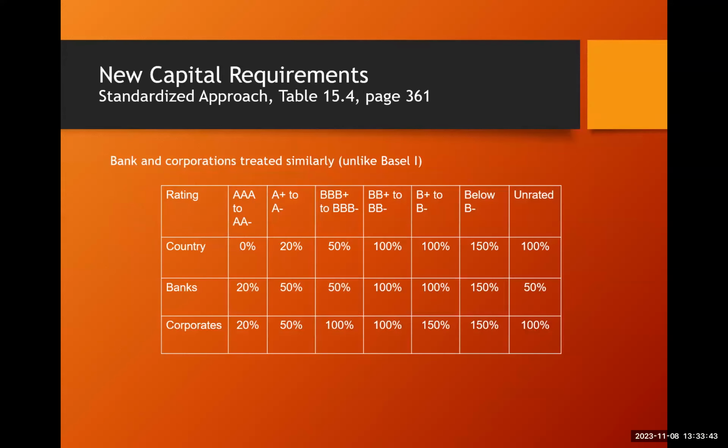So as an example, here's what the risk weights are for banks and corporations under Basel II. Note the difference here. One difference is that there's a lot more options. Another difference is that it takes credit ratings into consideration. So it does not consider all corporate loans to be the same, as an example.